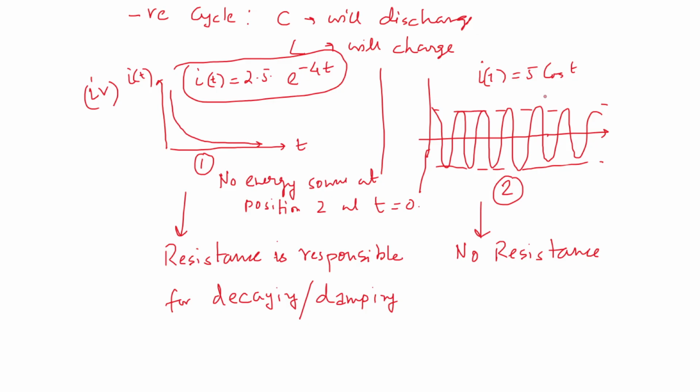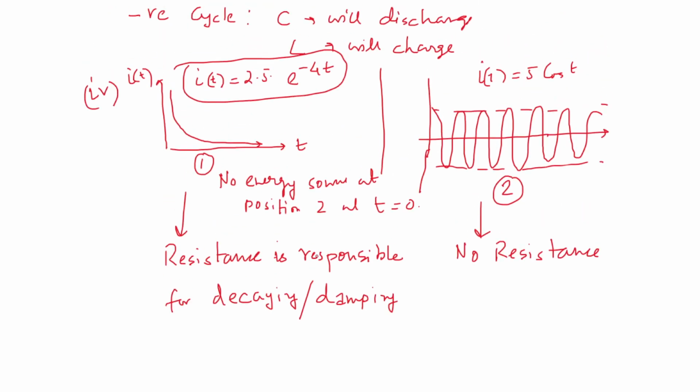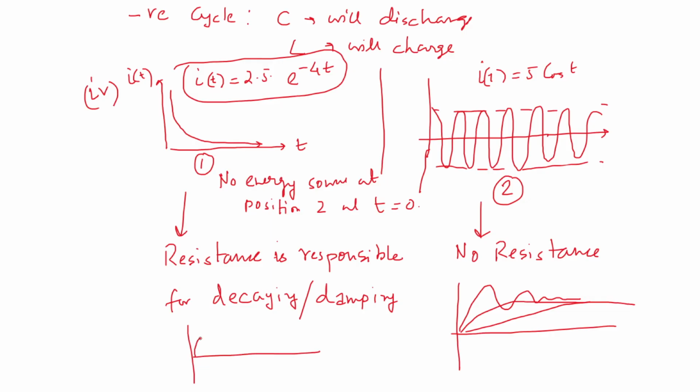You see, neither increasing nor decreasing. So it is as it is. It is no damping. So the resistance is only responsible for decaying or damping out the response. That is why we have already mentioned the 3 types of responses. First one is underdamped response like this. Then we have critically damped response like this. Then we have overdamped response like this. And we have also mentioned another type of response. It is called undamped response.